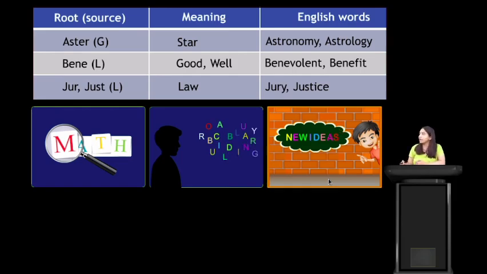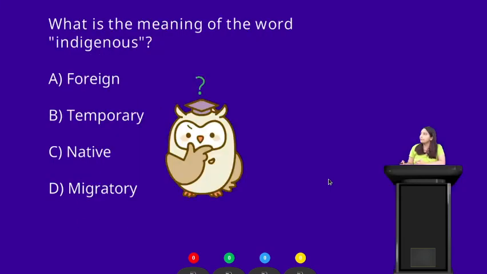Alright students, again a question for you all. What is the meaning of the word indigenous? A. Foreign. B. Temporary. C. Native or D. Migratory. Your time starts now.